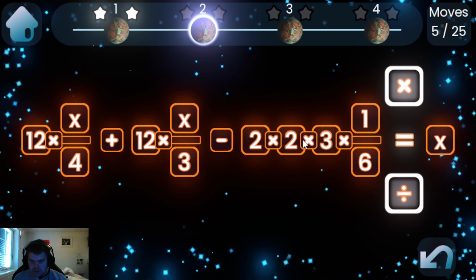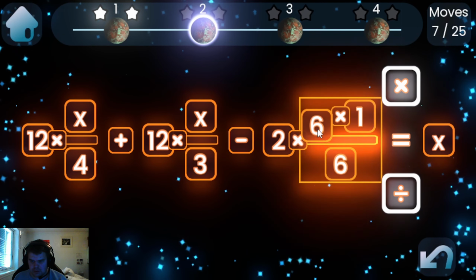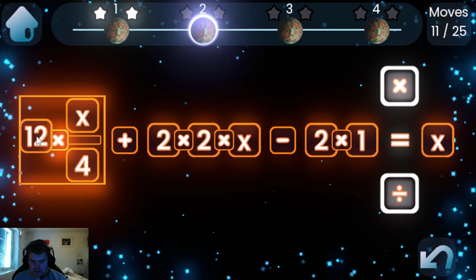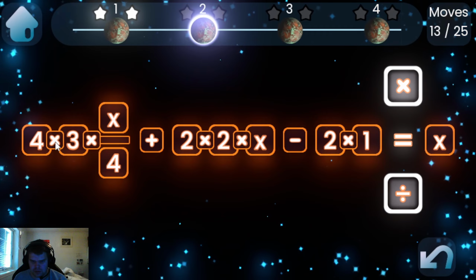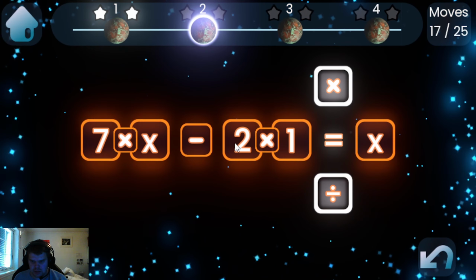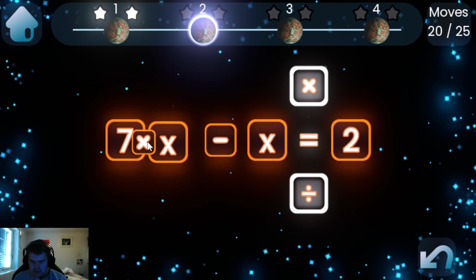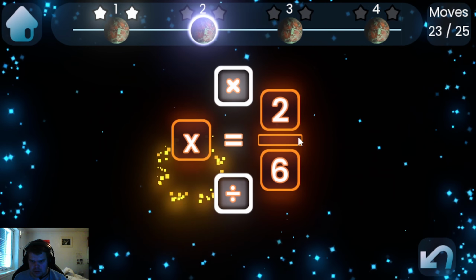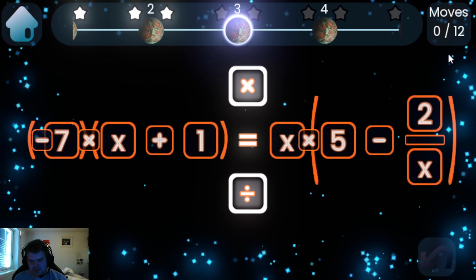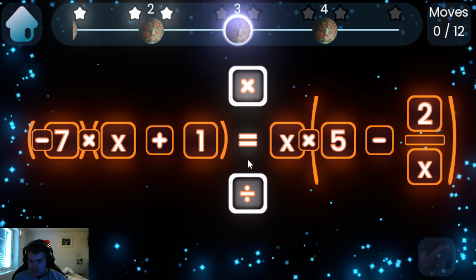So I'm going to have to, there we go. Get the factor out that I need to get rid of the fractions. And now I can get the x's together. There we go. Bam. That should be good. All right, 25 moves. Ooh, it's starting to get long. Oh, only 12. All right, this is easier.